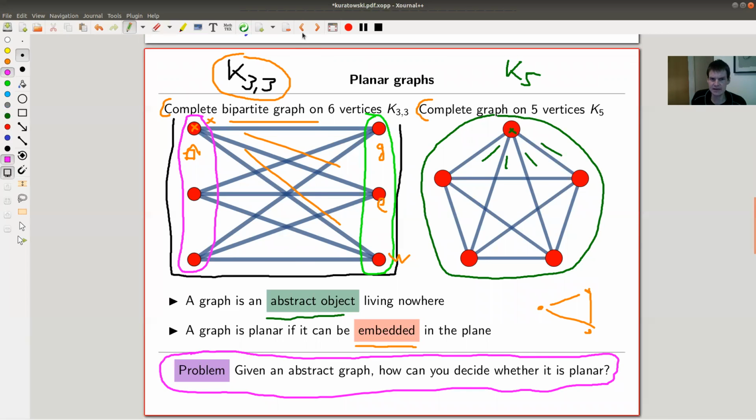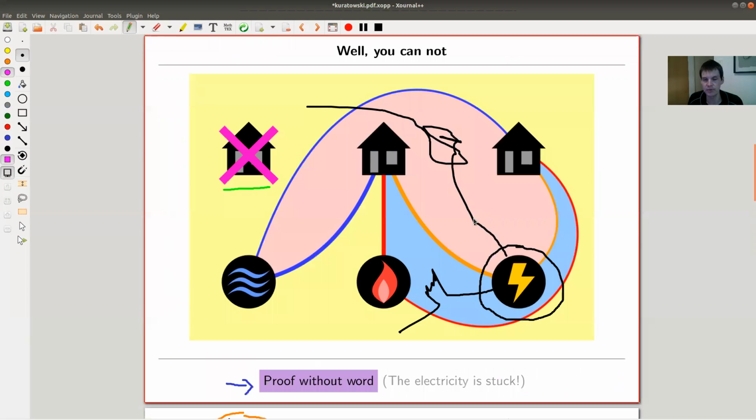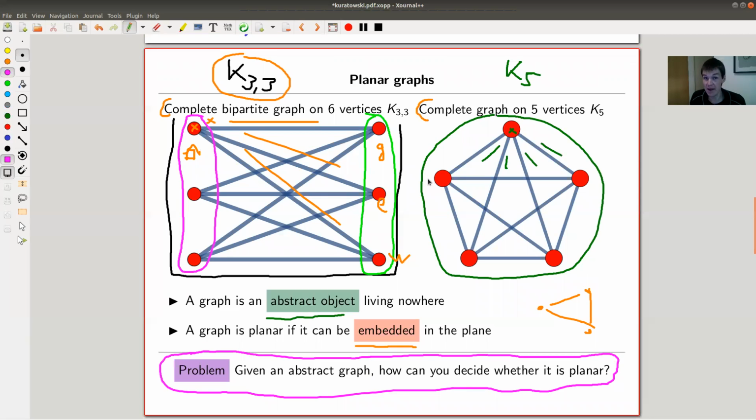I mean, here I needed an argument to show that it's not planar. Also, the argument in the end wasn't all that bad. If you imagine now a really big graph, that might be really tough, right? Who knows? Best would be if you had some kind of algorithm that can decide whatever is going on. And such an algorithm is provided by the Kuratowski-Wagner theorem.